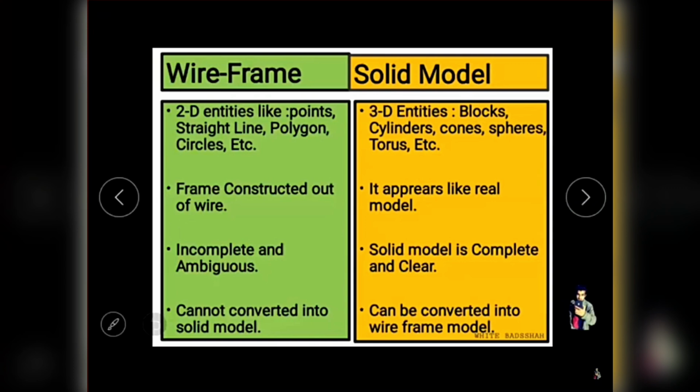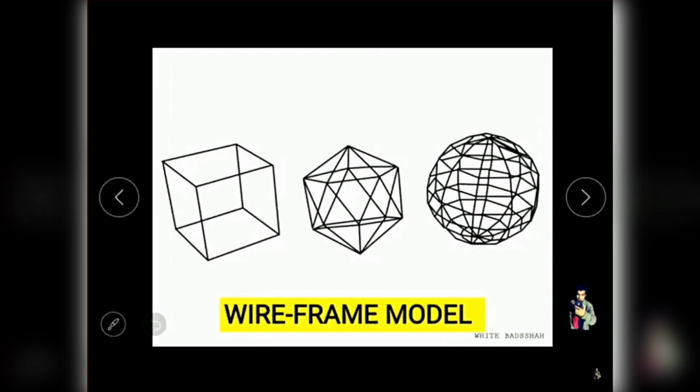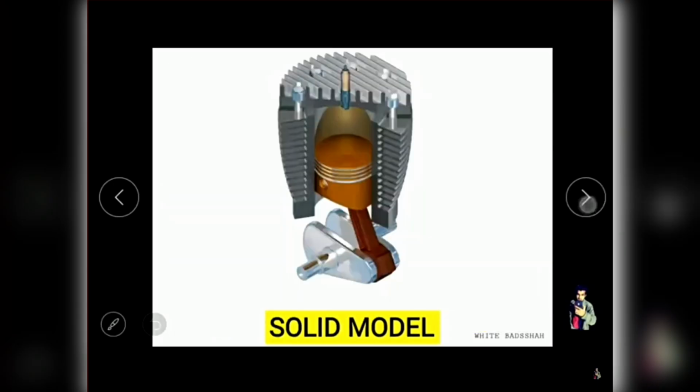Now let's see the difference between wireframe models and solid modeling. In wireframe modeling, 2D entities like points, straight lines, polygons and circles are used to create a wireframe model. But in solid models, 3D entities like blocks, cylinders, cones, spheres and torus are used to construct a solid model. In wireframe modeling, a wireframe is constructed out of wires. Like here, we can easily see this wireframe model. It can be easily made by using wire.